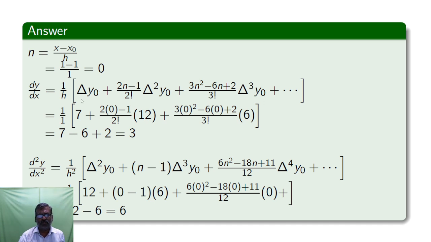This is the first differentiation. This is taken from the original formula of the Newton forward interpolation method. If you just derive that formula, you can get this answer. In this answer, you substitute all the values and you get the answer. By the same method, this is for second order differentiation. Again substitute all the values and you get the second order differential value.